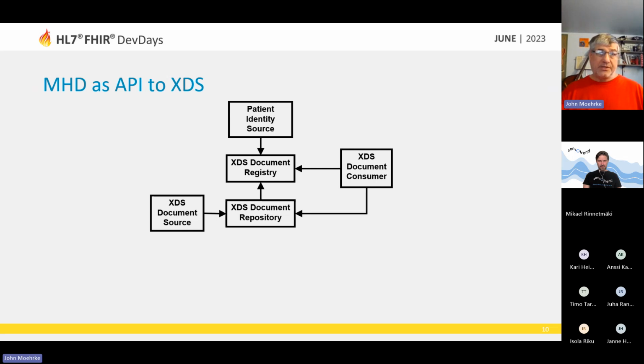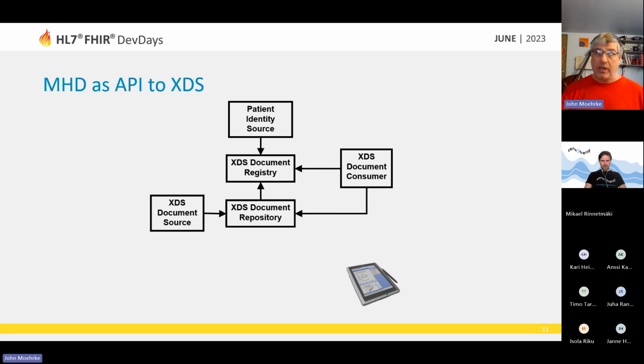So this is the diagram of XDS, right? There's no MHD here yet. You've got your patient identity, you've got your document registry, you've got your repository, sources, and consumers. You saw that back on the graphic with the silos and such.